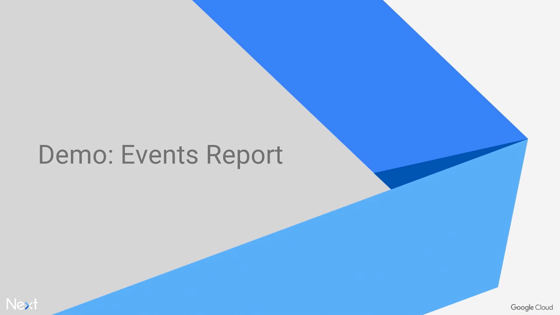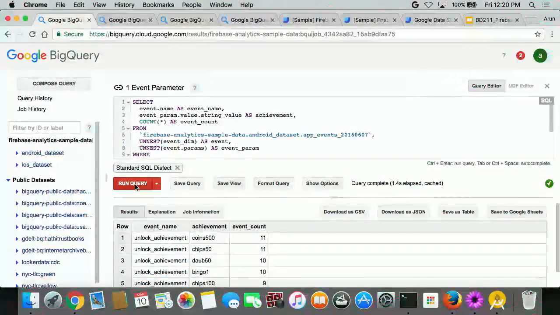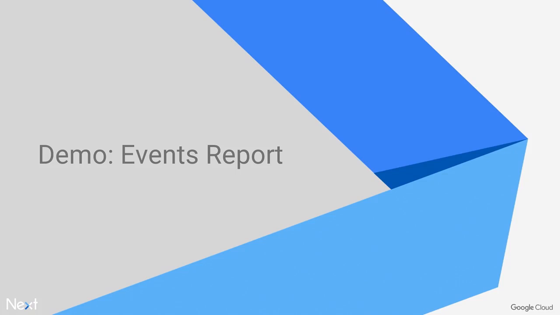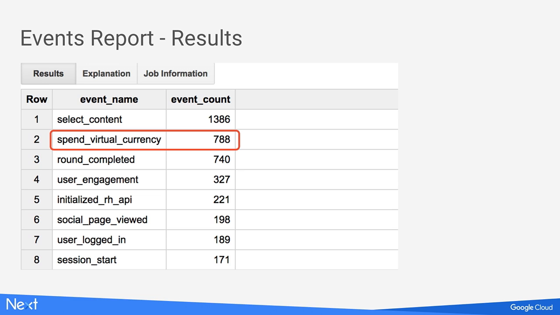Earlier in the presentation, Todd showed you the events report in Firebase Analytics console. Here is how we can generate the same record in BigQuery. Demo, please. Slides, please. As seen here, the results show the top events and their event counts. The spend virtual currency is actually our second most popular event in the app, which is great.